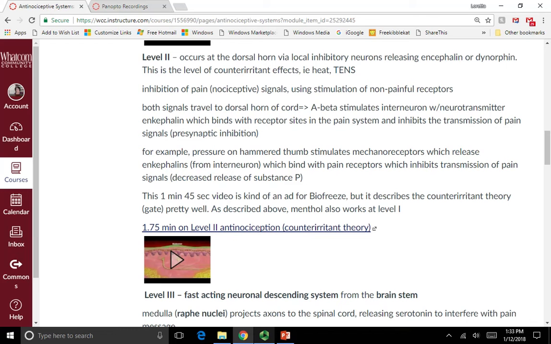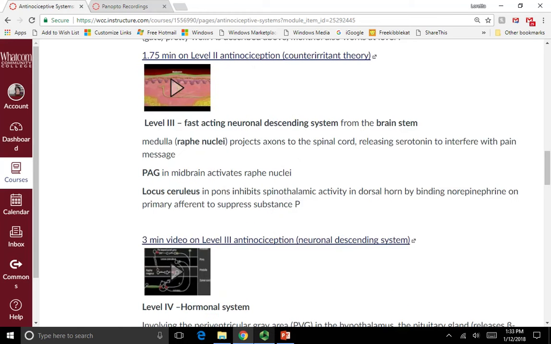So there's this video. It's a little short of 2 minutes long. It's actually an ad for BioFreeze, but it describes the counter-irritant theory pretty well. And menthol, which is also in BioFreeze, also works at level 1. So even though this video is an ad for BioFreeze, I like BioFreeze and everything, but I don't generally like to put in videos that are ads, but it does such a good job of describing the counter-irritant theory that I included it. Again, optional to watch.